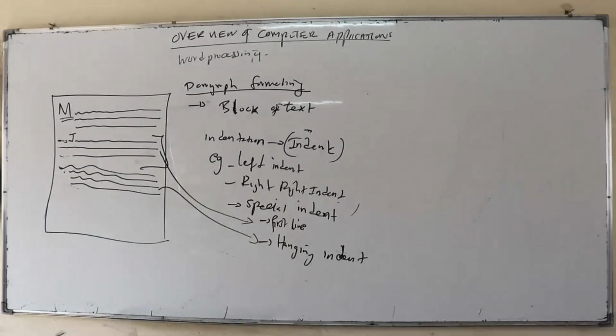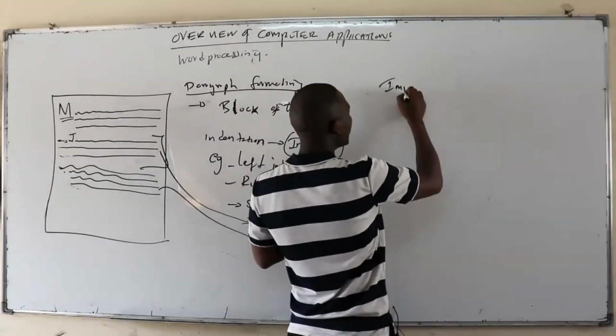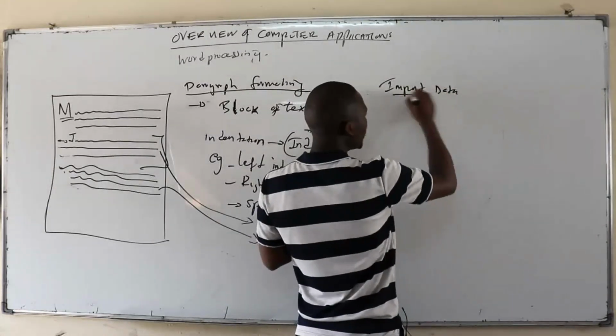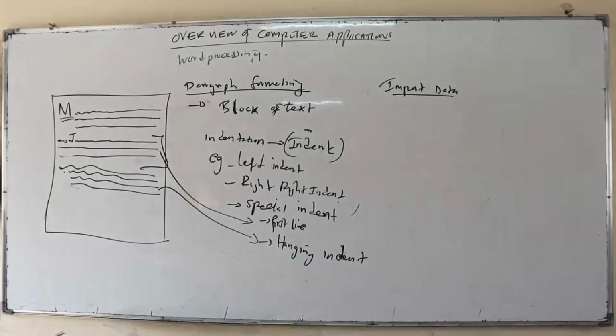So the other feature of our word processor is the import data feature. Sometimes you need to import data from other sources. When you are using this program, you can import data from another application. This feature imports and formats data. To import means to access, to bring in.